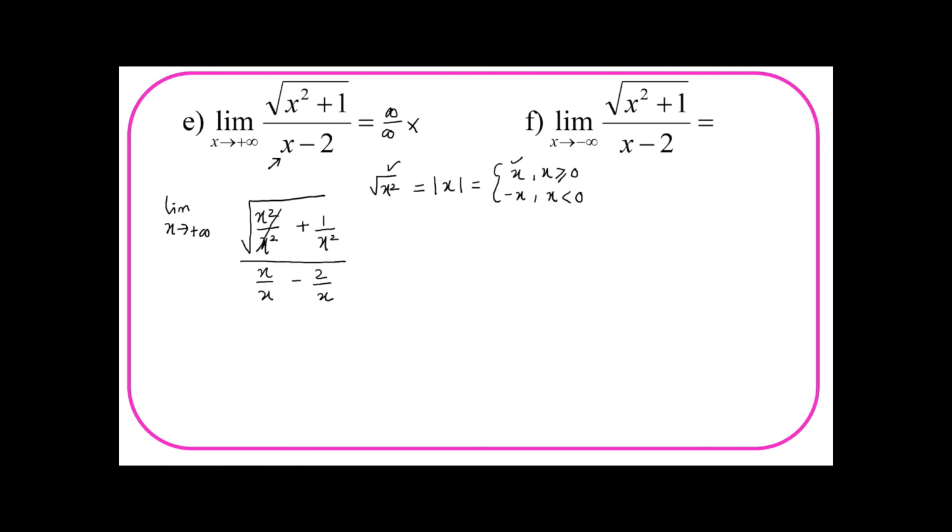Now, simplify our function. x squared and x can be simplified. The simplified version would be surd of (1 plus 1 over x squared) over (1 minus 2 over x). Substitute your limit value, you will have surd of (1 plus 1 over infinity) divided by (1 minus 2 over infinity). Constant over infinity is basically 0, so your final answer here would be 1.